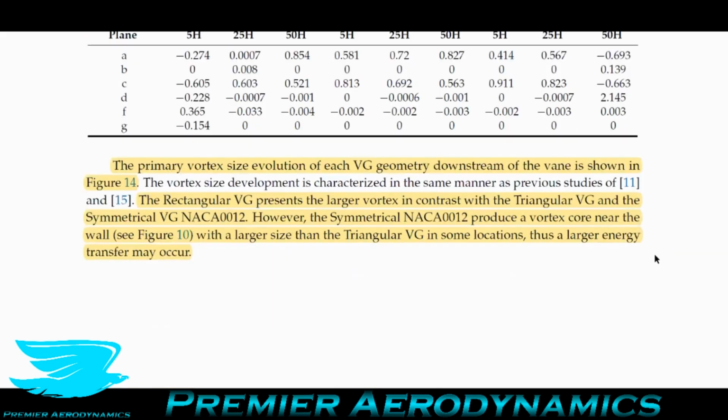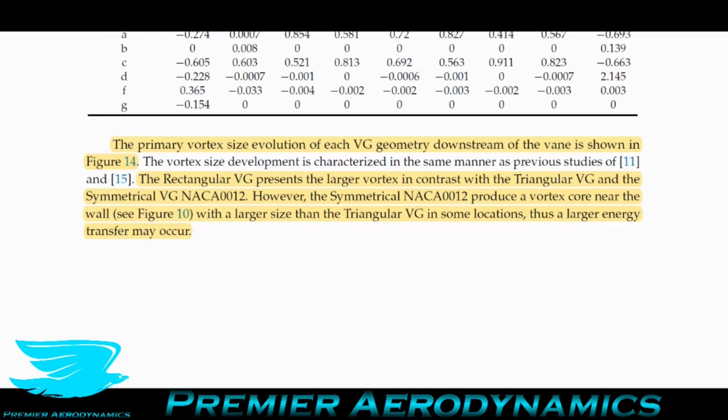So they say the rectangular vortex generator presents the larger vortex in contrast with the triangular vortex generator and the symmetrical vortex generator, NACA 0012. However, the NACA 0012 vortex generator produces a vortex core near the wall with a larger size than the triangular vortex generator in some locations. Thus, a larger energy transfer may occur. So let's cover this quickly.